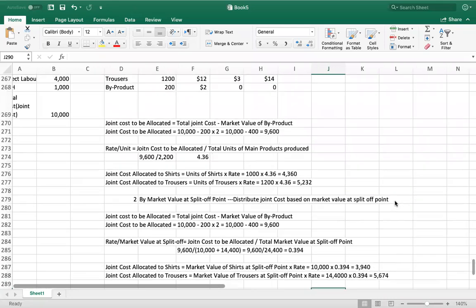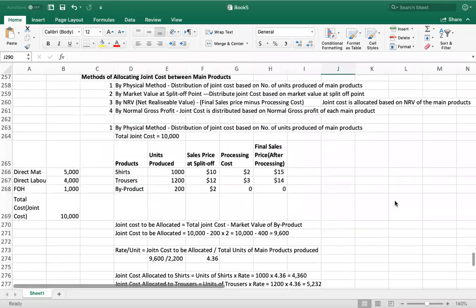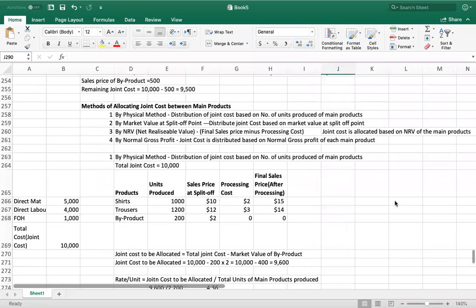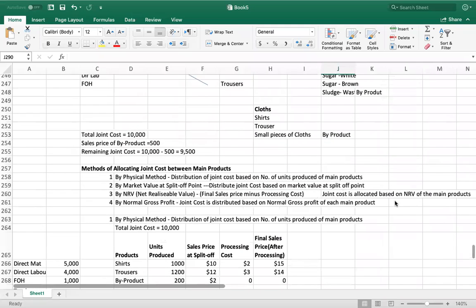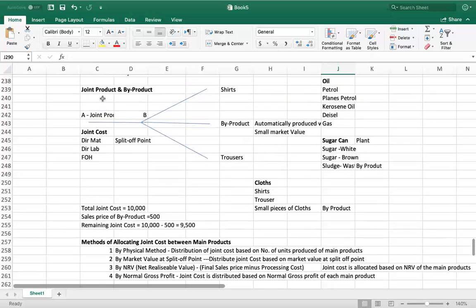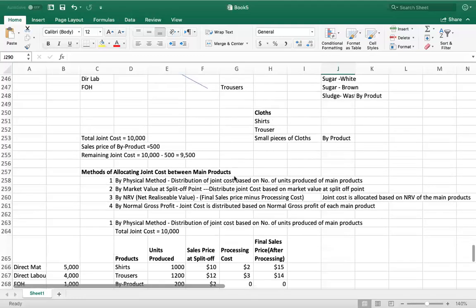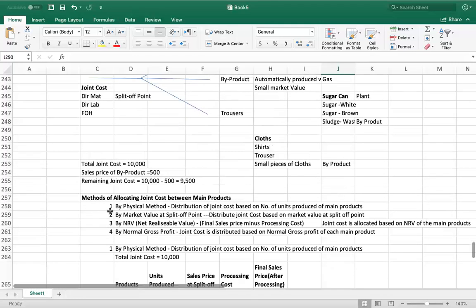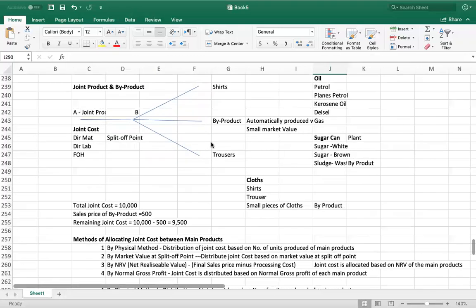So how we allocate? Okay, Salama, you came late. Yeah, sorry. Okay, so we just started. We were discussing yesterday how to allocate the joint cost between our main products. So we have 4 methods to allocate this joint cost between our main products.